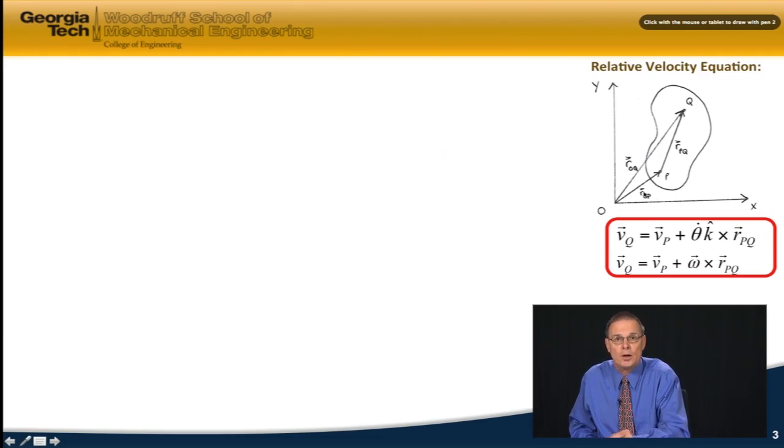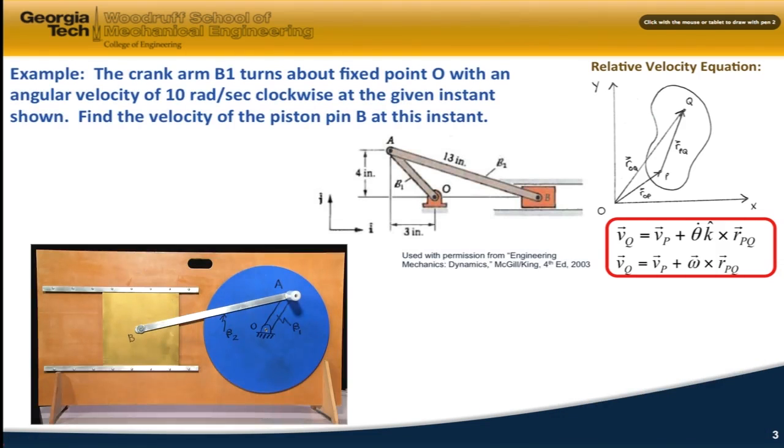We have a generic body, 2 points on the body, and the relative velocity equation relates the linear velocity of those 2 points on the body to the angular velocity of the body, the motion of the body, and its geometry. So here's a worksheet of an actual problem. This is the piston cylinder mechanism that I used as a demo before, and this problem is just a mirror image of this piston cylinder.